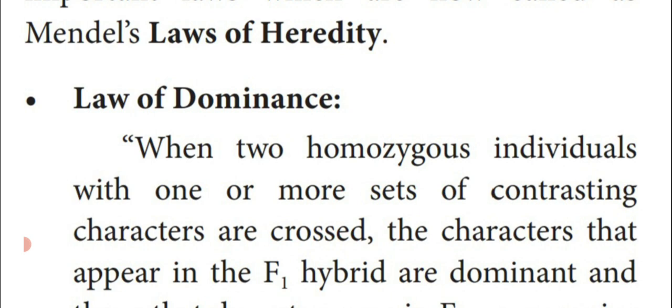When 2 homozygous individuals with 1 or more sets of contrasting character are crossed, the F1 hybrids are dominant. The other recessive characters are suppressed by the dominant allele or gene which is present in the chromosome. That law is known as law of dominance.